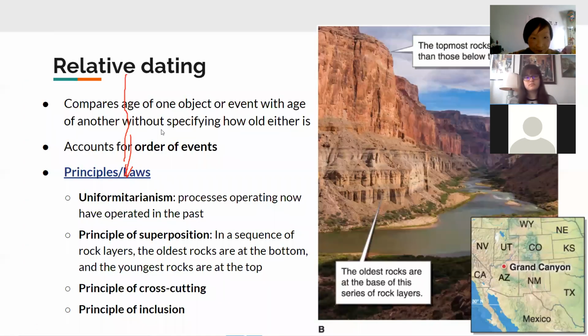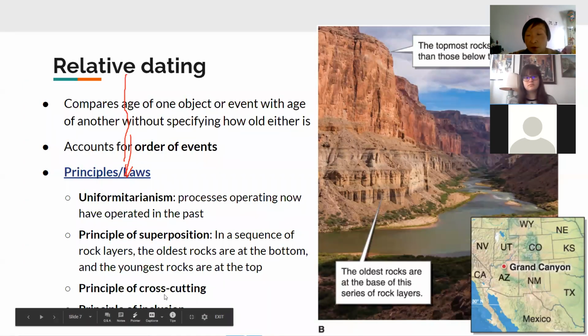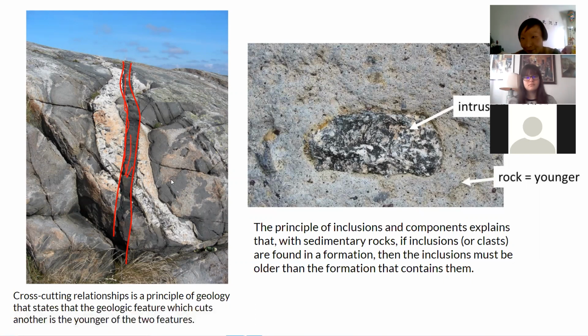We call that the principle of cross-cutting. Sounds very fancy too, but very simple. Let me use a metaphor. When you have your tiramisu ready and you want to share with your friend, you cut it. This is cross-cutting. Your cut is younger than your tiramisu, right? You need to have your tiramisu first, and then you have the cut next.